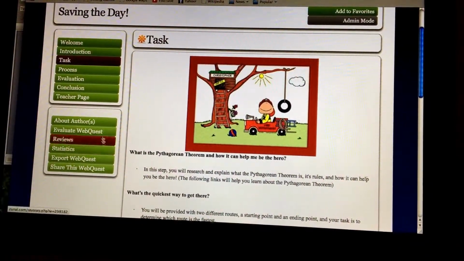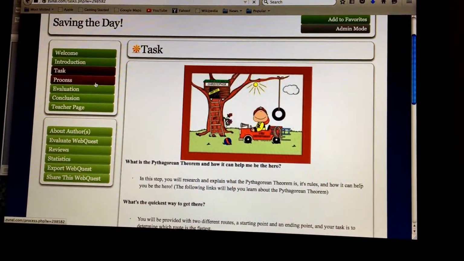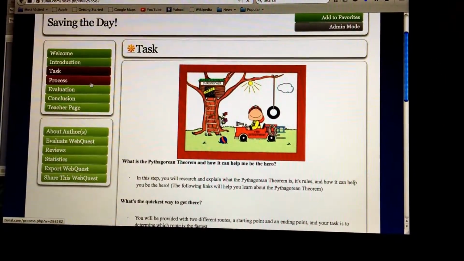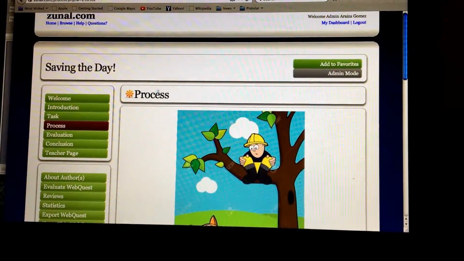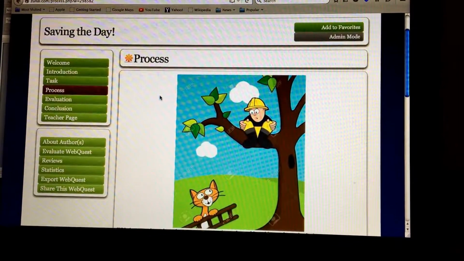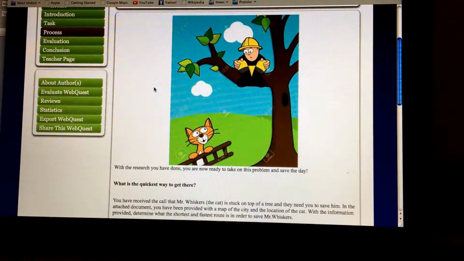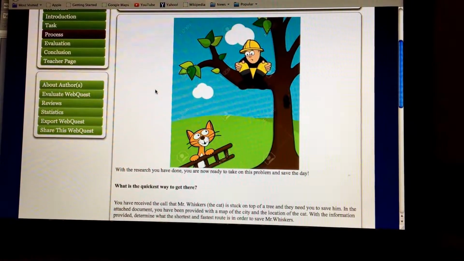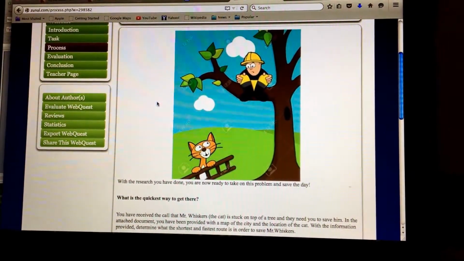The process will help you solve the problem. Click on it, wait for it to load, and read the instructions. With the research you have done, you are now ready to take on this problem and save the day.